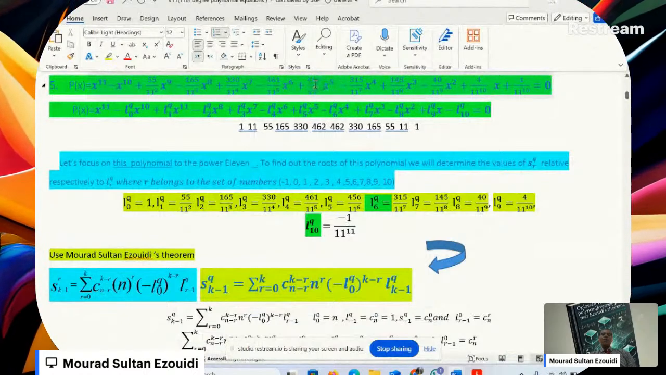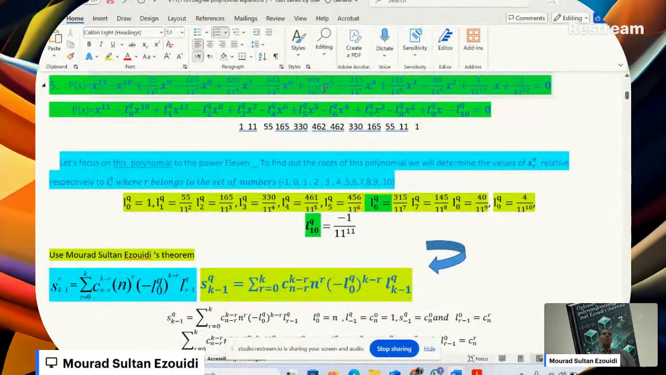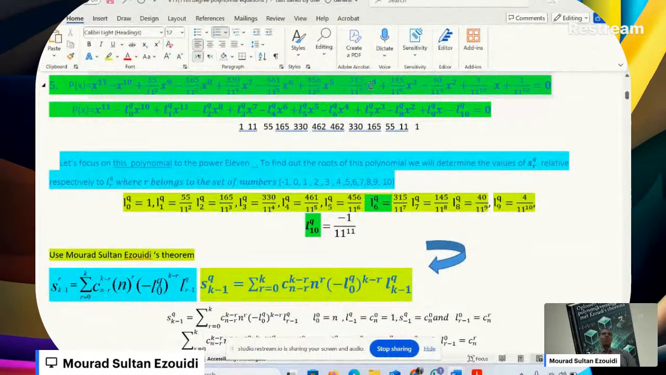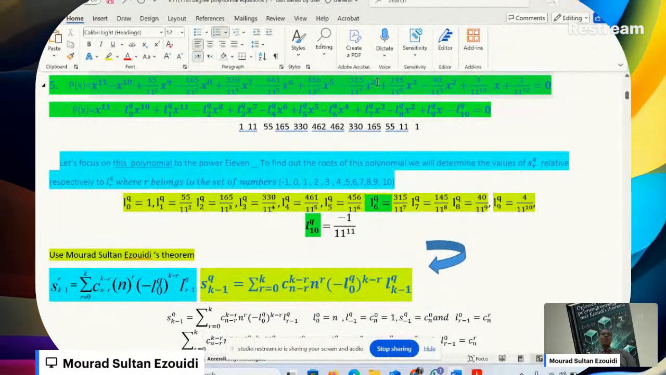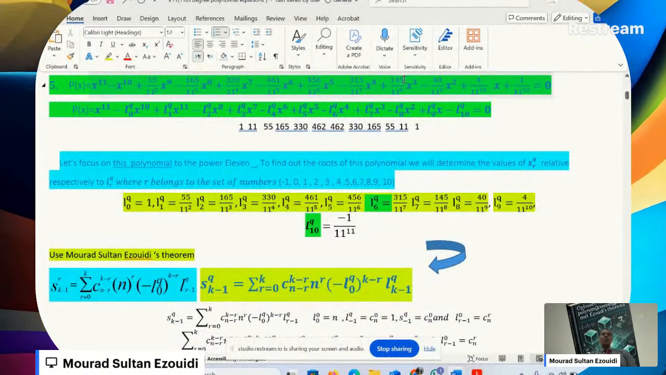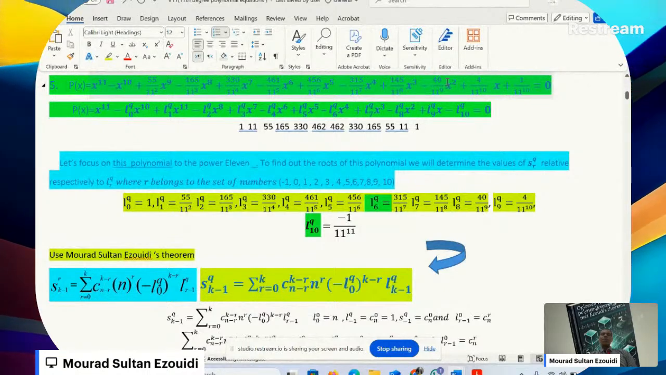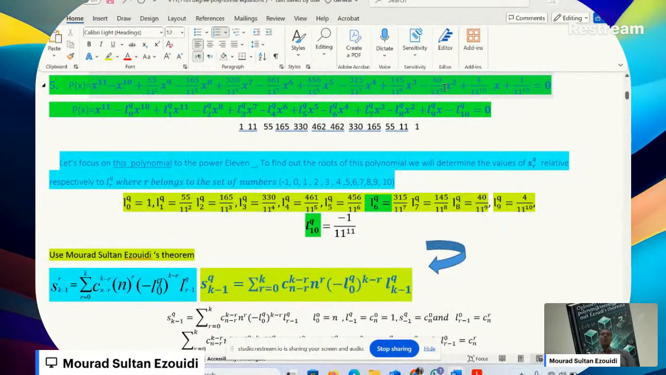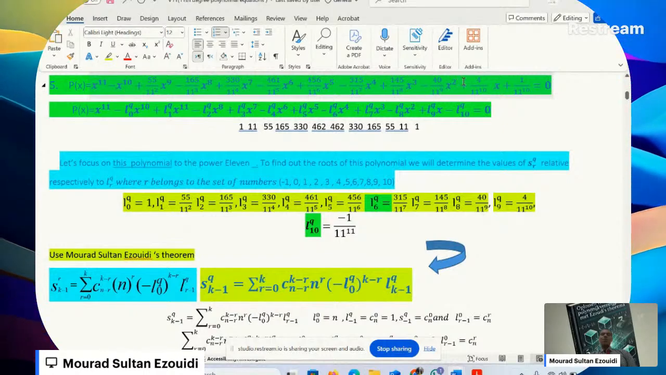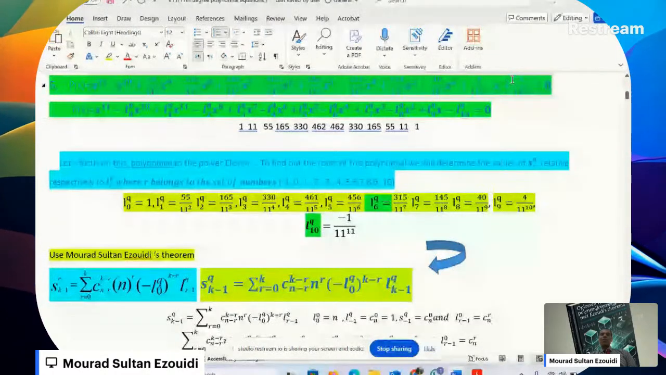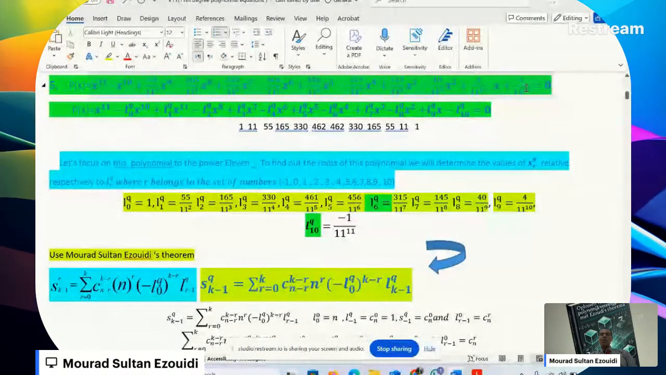Then to the power, yes, 11 to the power 6 times x raised to the power 5 minus 315 over 11 raised to the power 7 times x raised to the power 4 plus 145 x cubed divided by 11 raised to the power 8 minus 40 x raised to the power 2 divided by 11 raised to the power 9 plus 4 divided by 11 raised to the power 10 times x plus 1 over 11 raised to the power 11.